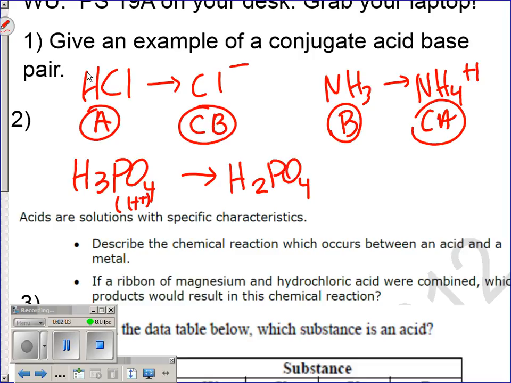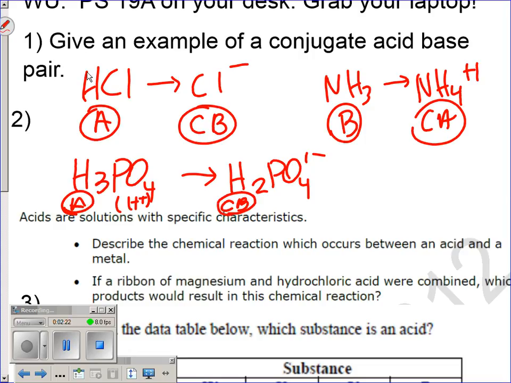Right here, it should be what? Say again? -1 because it lost one of its pluses. That means it drops down to a negative charge. Okay, so this is the acid. This is one of its conjugate bases. Well, then this still has additional H's, true? Can't it lose some more H's?